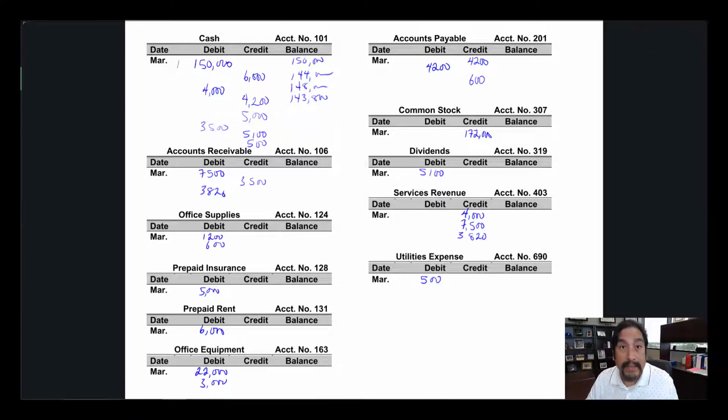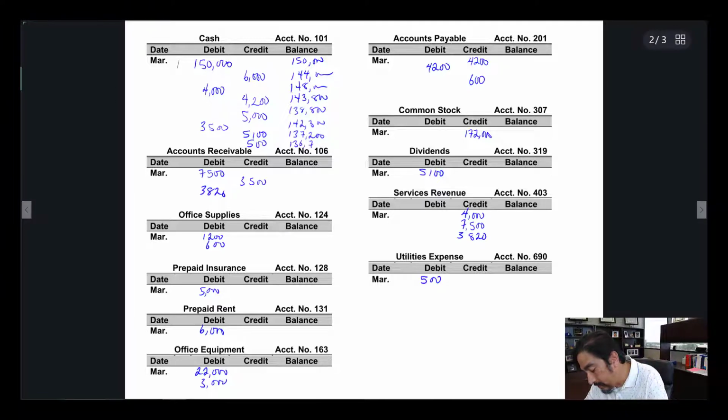And then we decrease it by $5,000, so it goes down even more to $138,800. And then we increase it by $3,500, so it goes up to $142,300. And then we decrease it by $5,100, so it goes down to $137,200. And then we decrease it one more time by $500, so it goes down to $136,700. So that's what the balance column is going to look like in all of these.